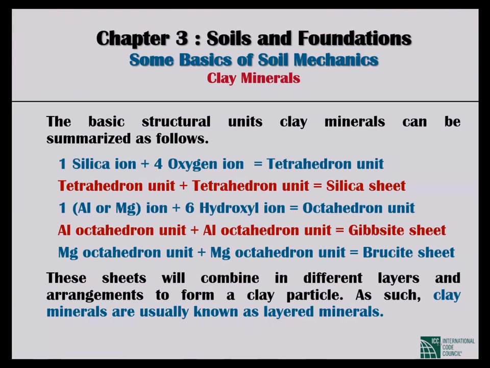Over here it is written like this: one silica and four oxygen form a tetrahedron unit. Tetrahedron units together form a silica sheet. One aluminium or magnesium ion plus six hydroxyl forms an octahedron unit. Aluminium octahedrons together, if the inside one is aluminium, form the gibbsite sheet. Magnesium octahedrons together form the brucite sheet. Various combinations of sheets can form different types of clay mineral.